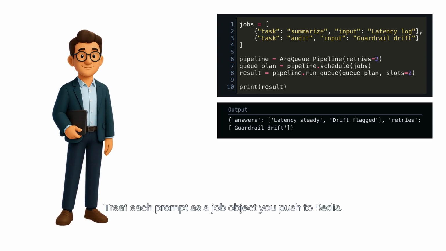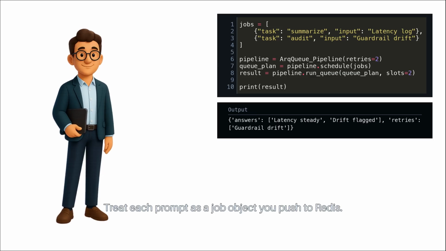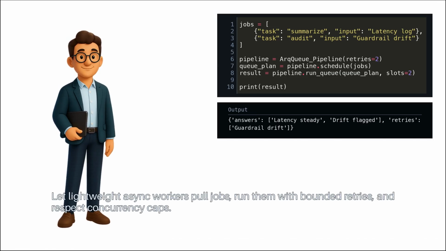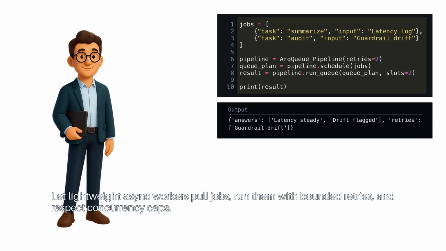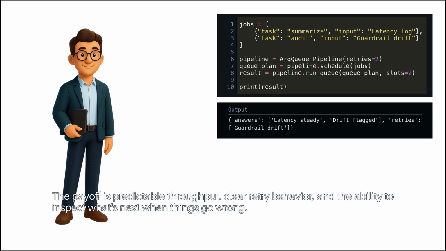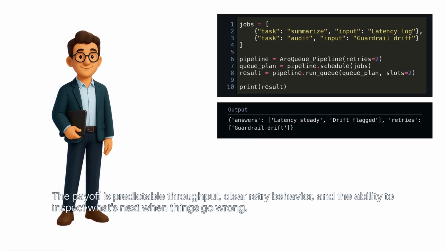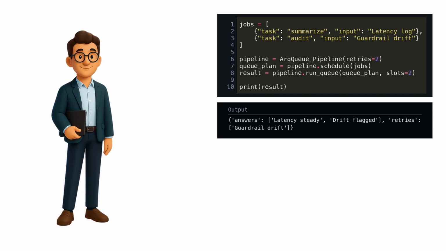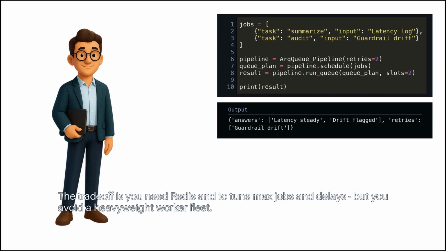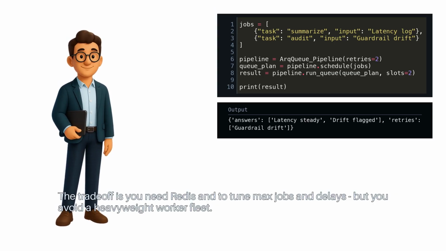The idea is straightforward. Treat each prompt as a job object you push to Redis. Let lightweight async workers pull jobs, run them with bounded retries, and respect concurrency caps. The payoff is predictable throughput, clear retry behavior, and the ability to inspect what's next when things go wrong. The trade-off is you need Redis and to tune max jobs and delays, but you avoid a heavyweight worker fleet.